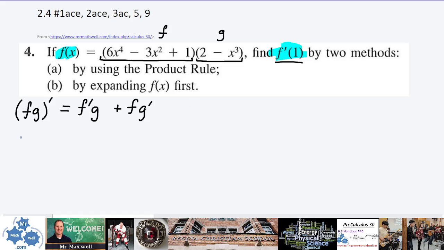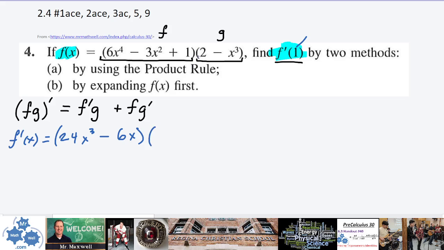So f prime of x, let's find that out first, because we don't want to put the 1 in yet. Let's do that afterwards. So let's find out what f prime of this is. The derivative of the first is going to be the derivative of each of these separate terms, all added or subtracted together. So the power rule says that the derivative of 6x to the fourth is 4 times 6, which is 24. X to the power of, we subtract 1 from the exponent, it's going to be 3. Everybody okay with that? And then minus, again, 2 times 3 is 6, x to the 2 minus 1, or just 6x. And the derivative of a constant is 0, so I won't even bother putting that in there.